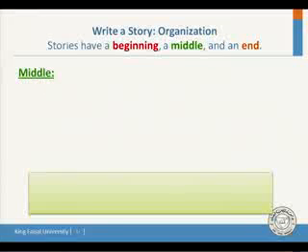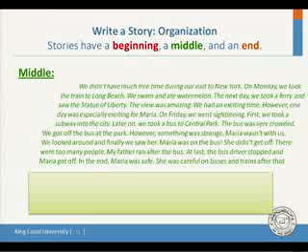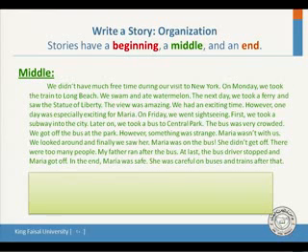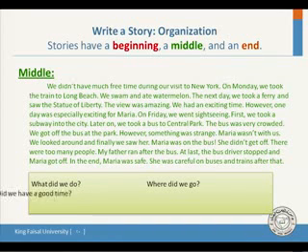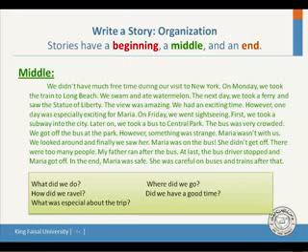Now in the second paragraph, which is the middle, which is usually longer, look at this paragraph. It's a bit longer than the previous one, and it answers some questions. What did we do in New York? Where did we go? How did we travel? Did we have a good time? What was special about the trip? Notice, what did we do? We didn't have much free time. For example, on Monday we took the train. This is what we did there.